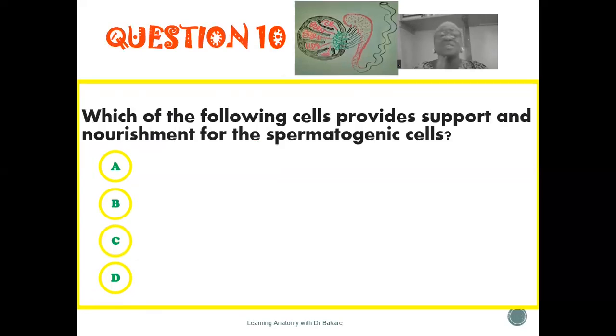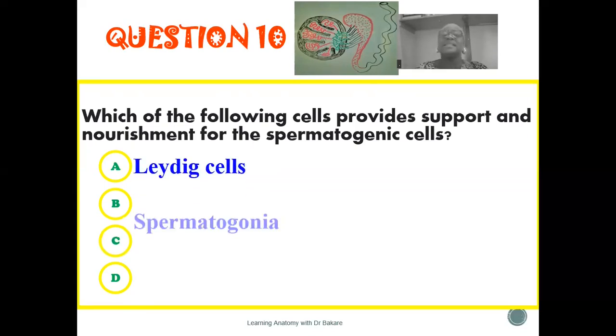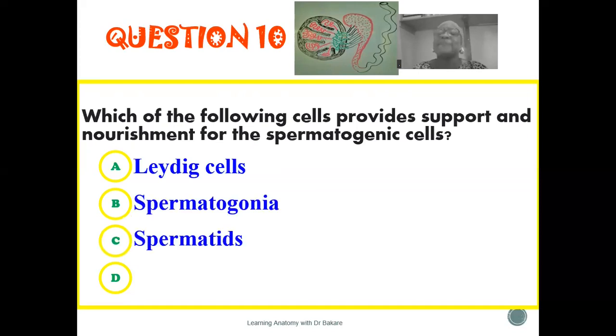The 10th question reads that which of the following cells provides support and also nourishment for the spermatogenic cell? So which of these cells is responsible for providing support and nourishment for the developing spermatogenic cell? Is it the Leydig cells? Is it the spermatogonia? Is it the spermatids?